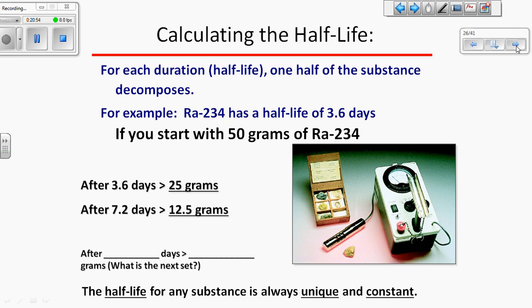Okay? So what if I keep going? After 10.8 days, how much am I going to have? All I would have to do is take this 12.5 grams and divide it in half, which would give me, if you said 6.25 grams, then you are correct. So the half-life for any substance is always going to be unique and constant. Well, we could also keep going here. If you say after 14.4 days, you're going to have 3.125 grams left. So you would just kind of keep going here. That's why it's always going to be unique and it's always constant. It's really a pattern, okay? It's really a pattern trying to calculate and figure out the half-life.